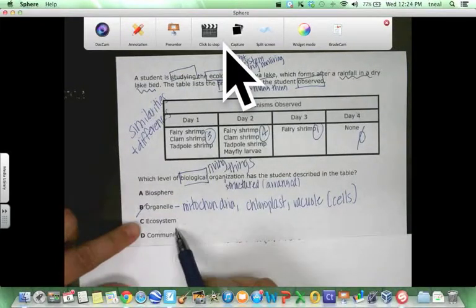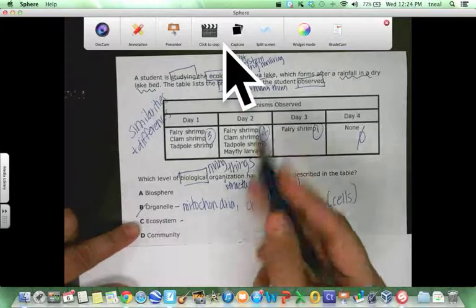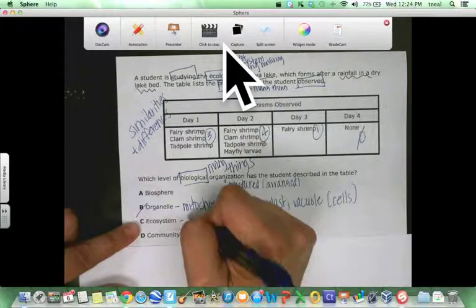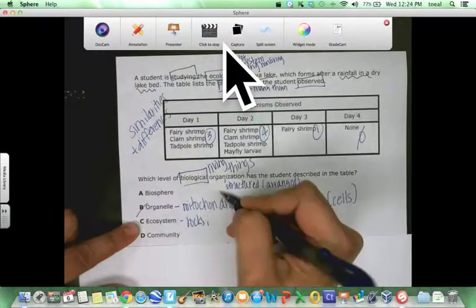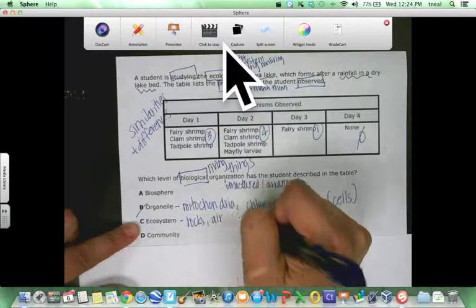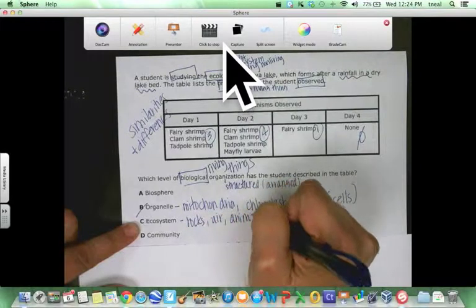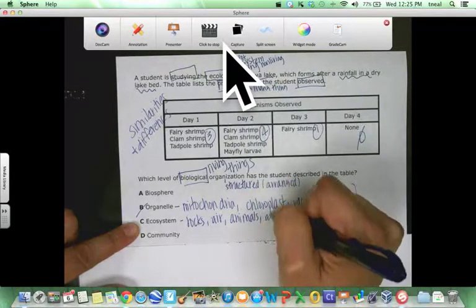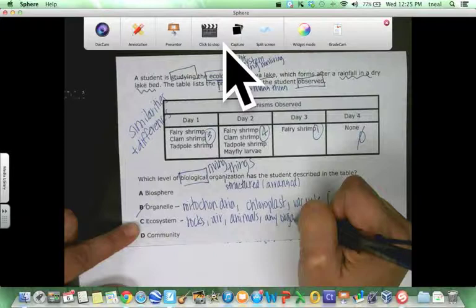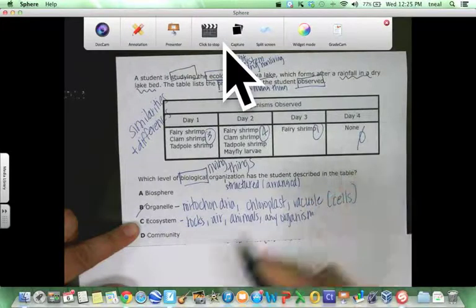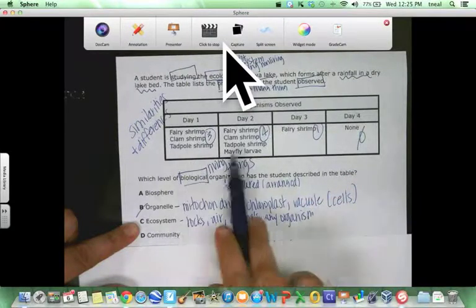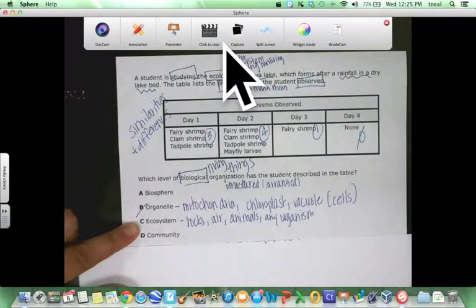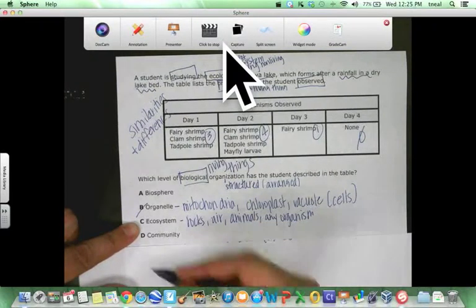Ecosystem. Like we said at the very top, it includes the rocks, it includes the air, it includes the animals, and not just animals, but any organism. So, did she include any kind of abiotic or non-living things in her table? No, she did not, so we know it's not that one.